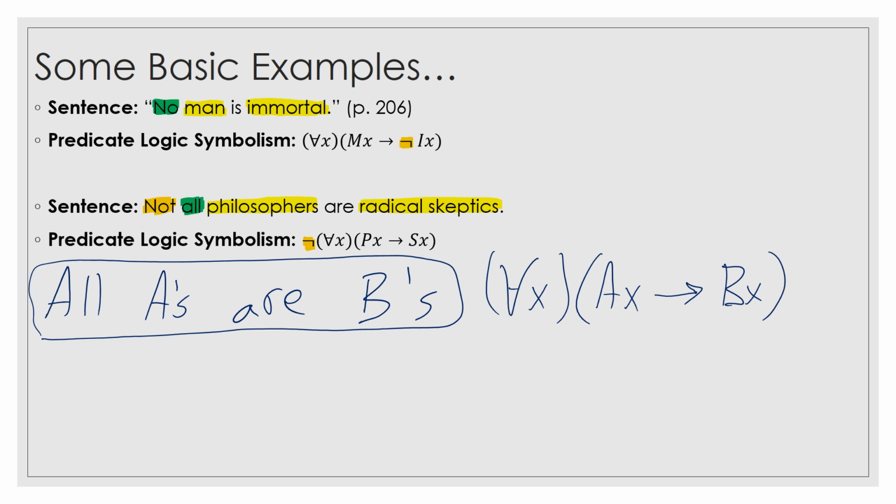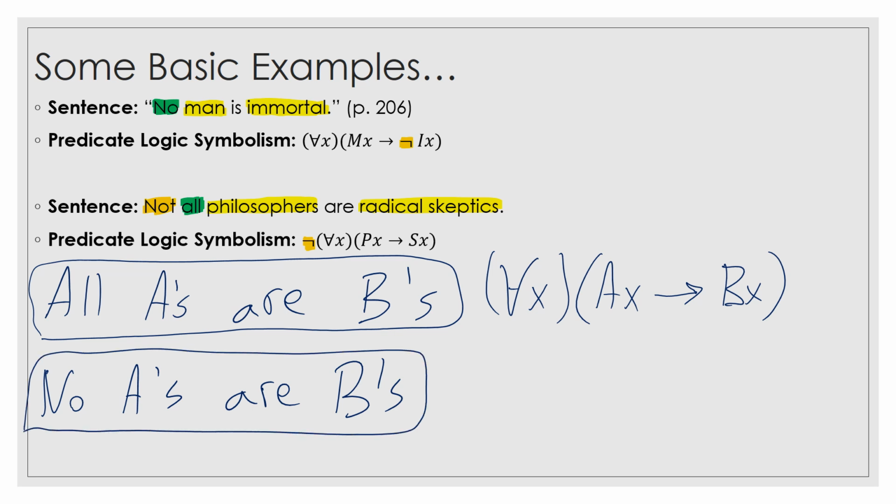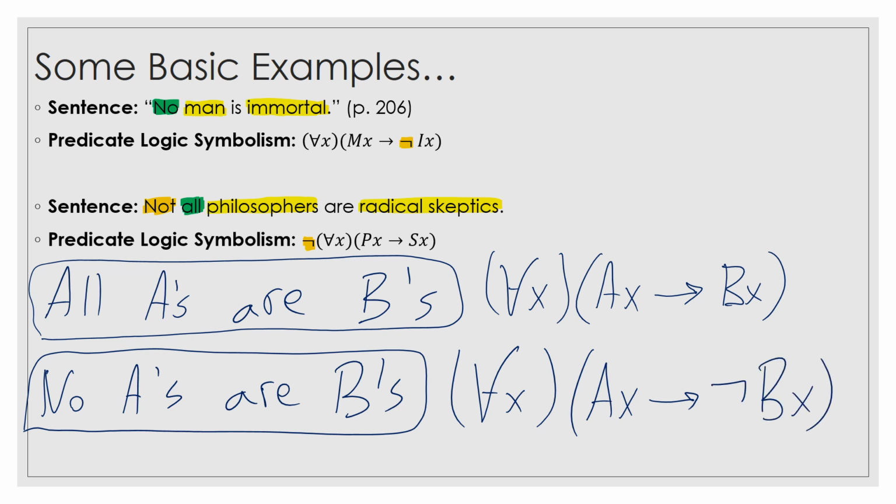What about no A's are B's? How should we write that? We'll say, for all x, if x is an A, then it is not the case that x is a B. So that symbolic notation captures that sentence. So these are two general forms dealing with our universal quantifier.